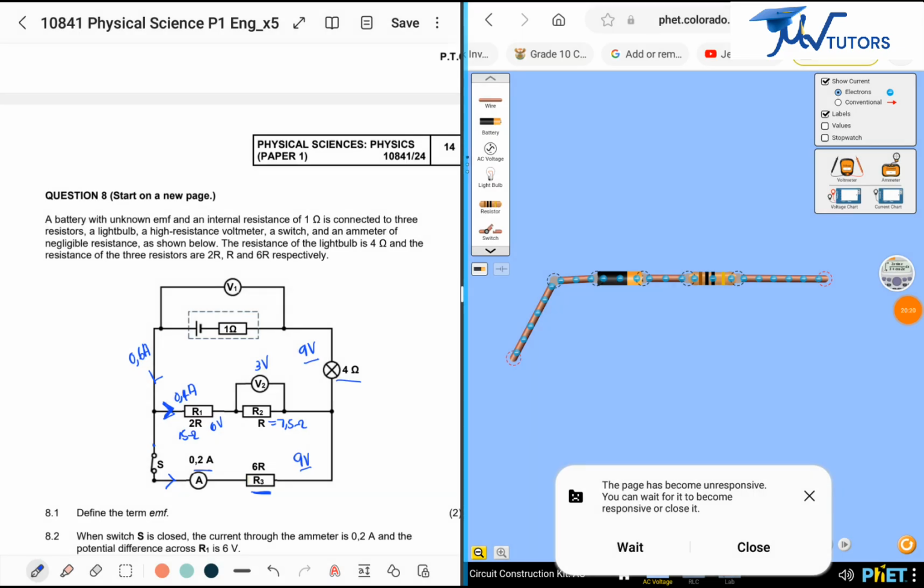Okay, so this page has become unresponsive. I think it's the network at the moment since we're out of electricity. So yeah, I'll do this another time. I think let's just move on to the next question.